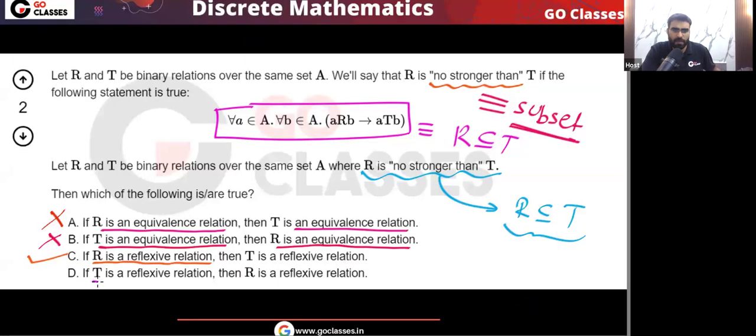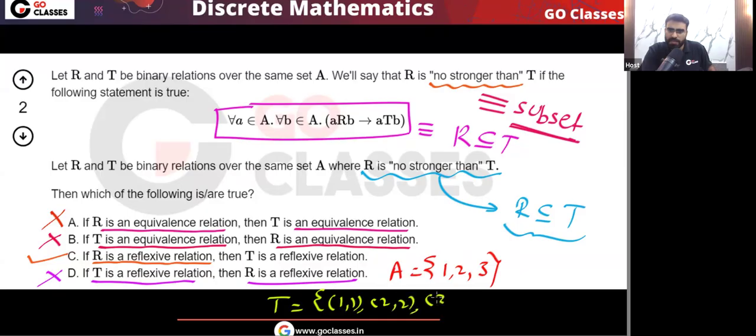What about option D? If T is reflexive, then can I say its subset will be reflexive? No, this I cannot say. Very simple. For example, you can take the set A, that is 1, 2, 3. And you can take T as (1,1), (2,2), (3,3), and you can take R as (1,1). That's it. Now you can see R is a subset of T, T is reflexive, but R is not reflexive. So option D is actually false.